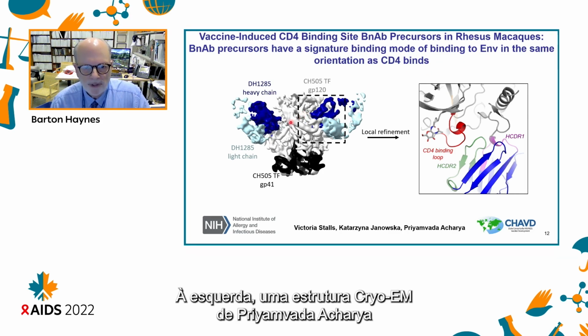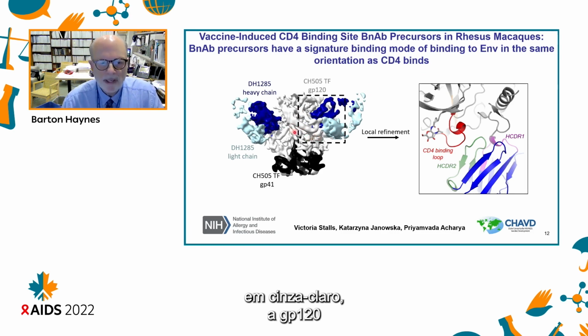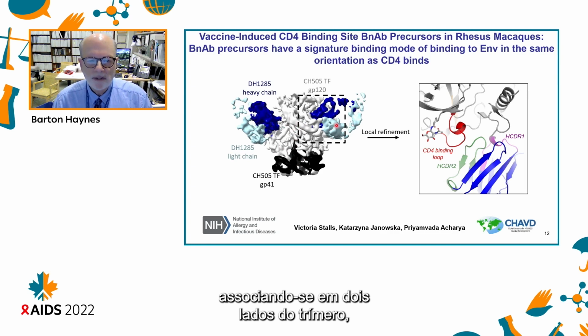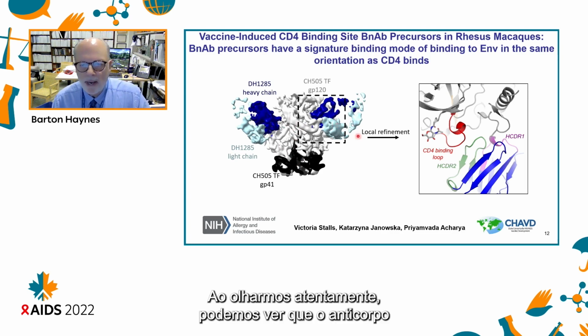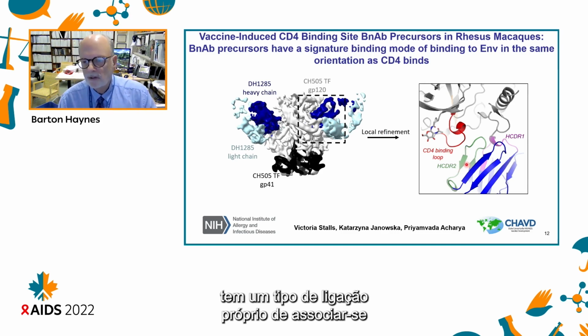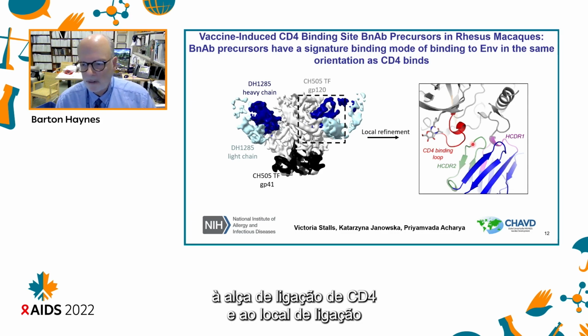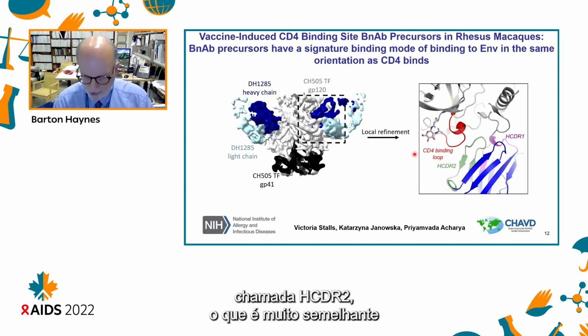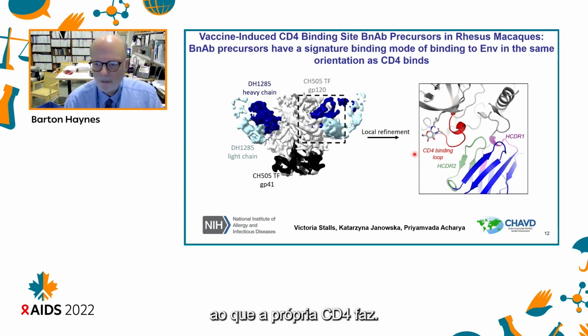On the left-hand side, we see a cryo-EM structure by Priyambada Acharya and her team with the trimer in light gray, the GP120 and the GP41 in black, and the antibody in light and dark blue binding on two sides of the trimer as shown here. And if one looks closer, one can see that the antibody has a signature type of binding to the CD4 binding loop and the CD4 binding site, by binding with a particular part of the antibody called the HCDR2, which is highly similar to what CD4 does itself.